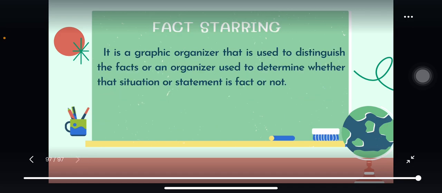Then fact starring, this is the last graphic organizer that I have here, and the last topic that I will be presenting today. Fact starring is a graphic organizer used to distinguish facts, an organizer used to determine whether a situation or statement is a fact or not.